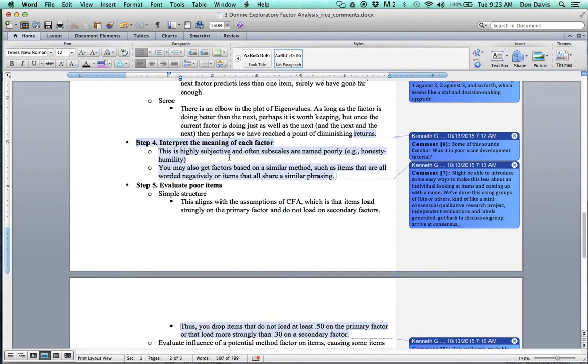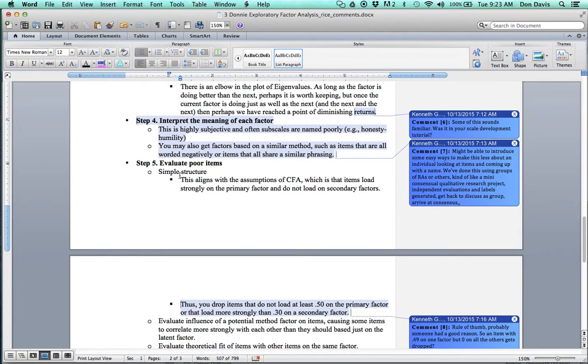Step 4, interpret the meaning of each factor. This is fairly subjective, but you look at the items and you try to identify what theoretical construct seems to be in common across the different items. And you're paying attention also to the possibility that there may be some sort of method factor that is explaining why the items pulled apart into a second factor. So an example would be if all items shared a similar phrasing.